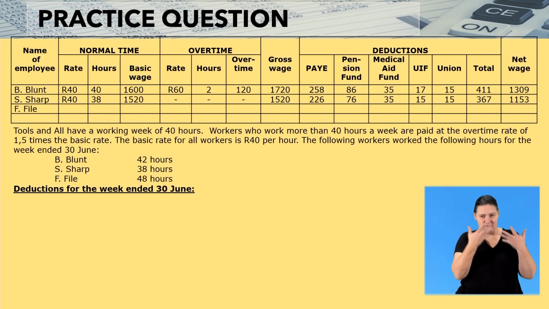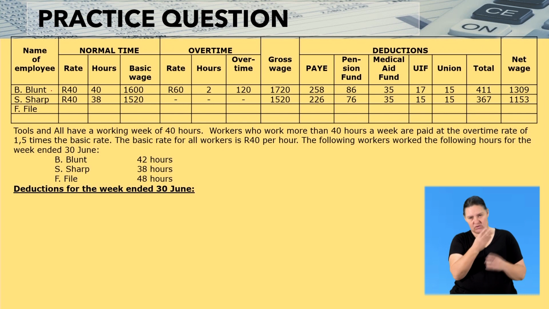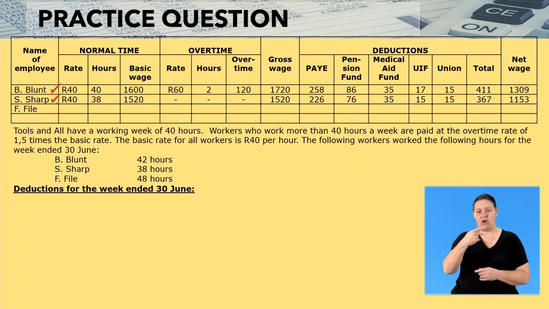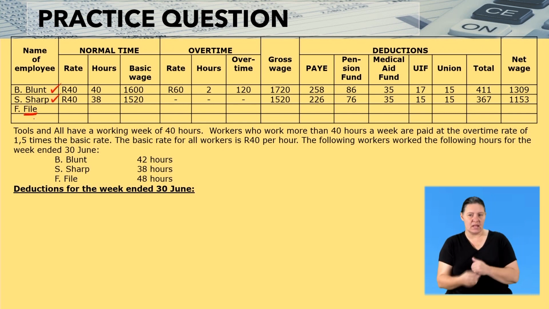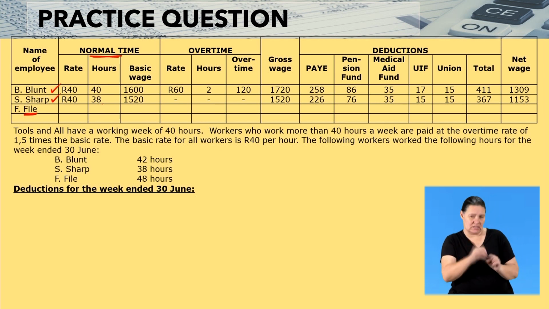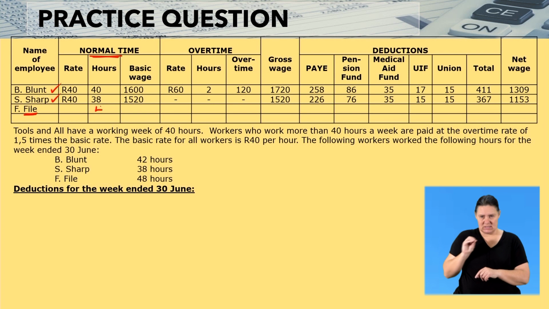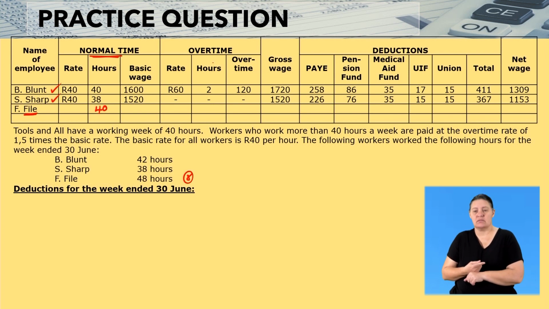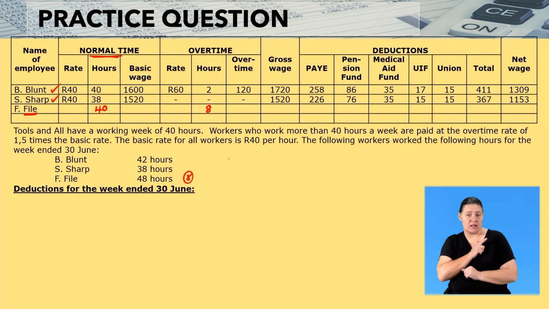In this activity, they have already done the information for B Blunt and S Sharp, so we are only going to focus on F File. It says F File has worked 48 hours. But in our normal time, we need only 40. So I'm going to bring my 40 hours here. Then the remaining 8 hours, I bring to my overtime. Here's my 8 hours.